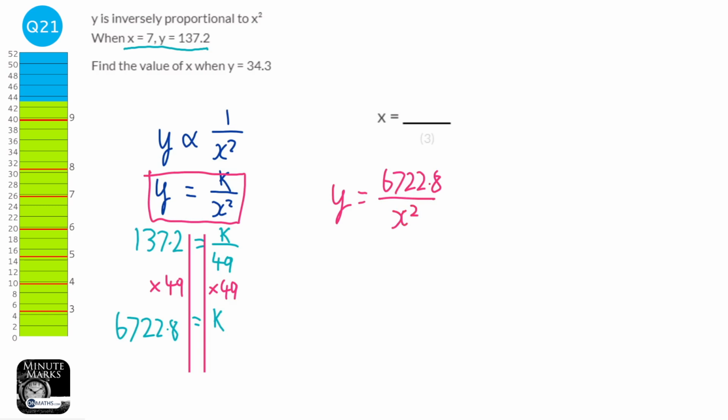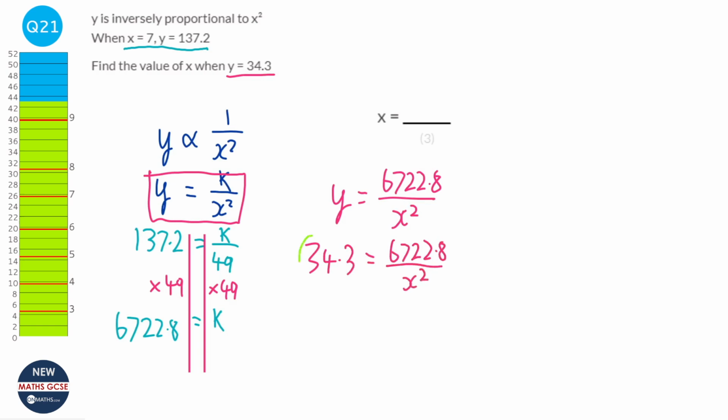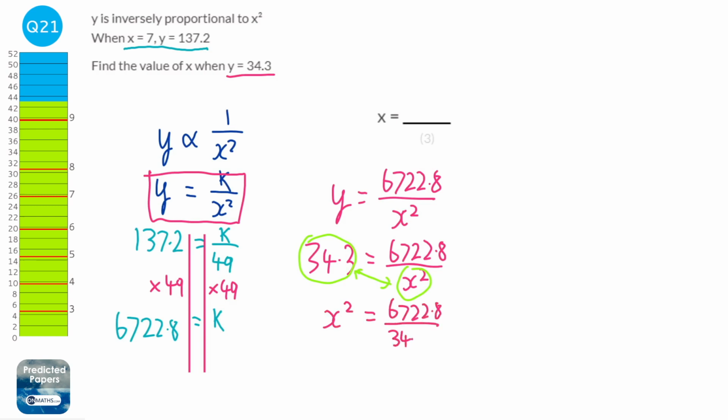And we're going to rewrite that to find out what x is when y is 34.3. So we're going to substitute the 34.3 in. And there's a little trick here. If you've got the unknown at the bottom, what you can do is actually just swap these two over. And effectively what we're doing there is timesing both sides by x squared and dividing both sides by 34.3. So we've got x squared equals 6722.8 over 34.3. And then we want to solve it, so square root both sides.